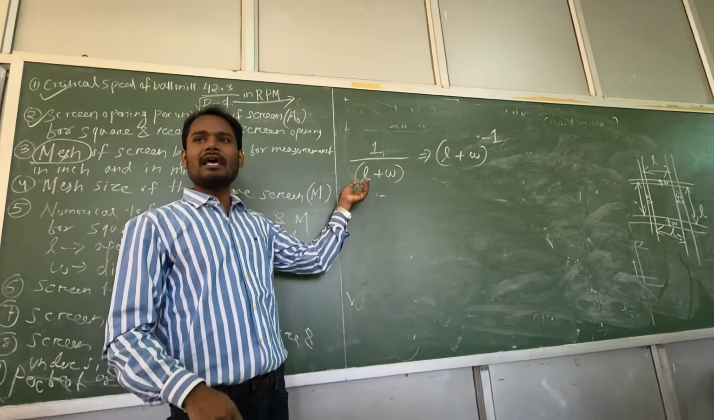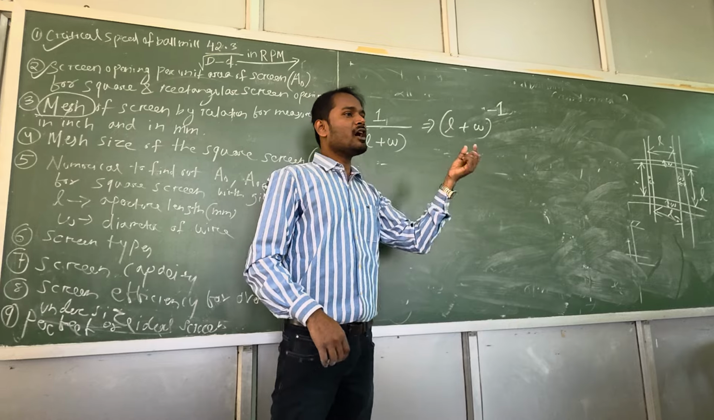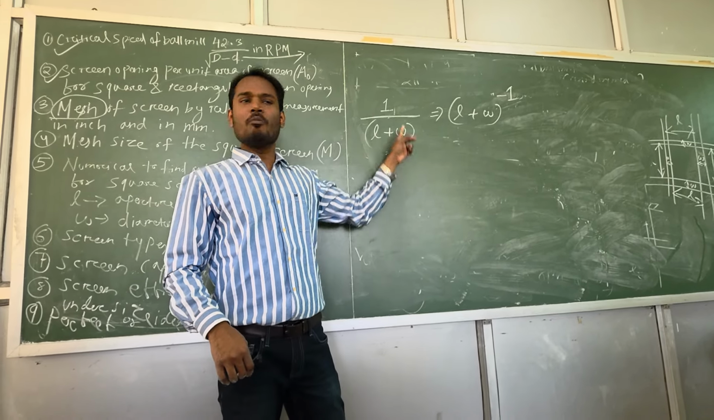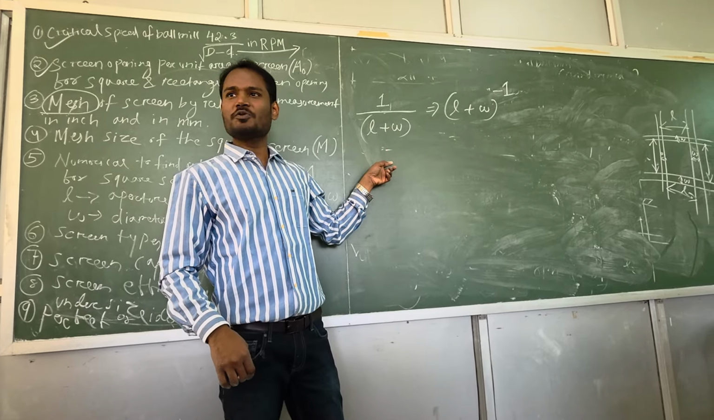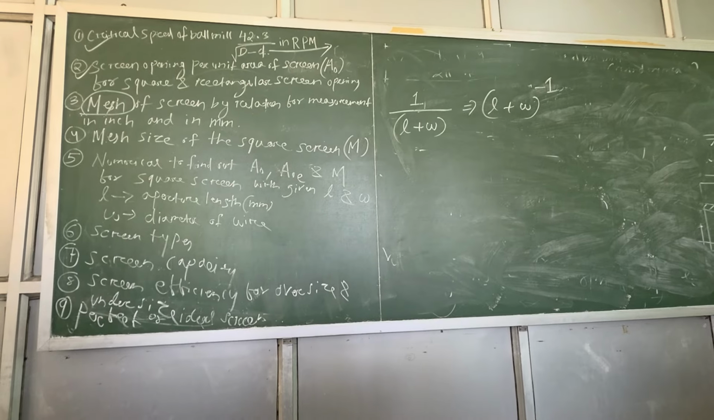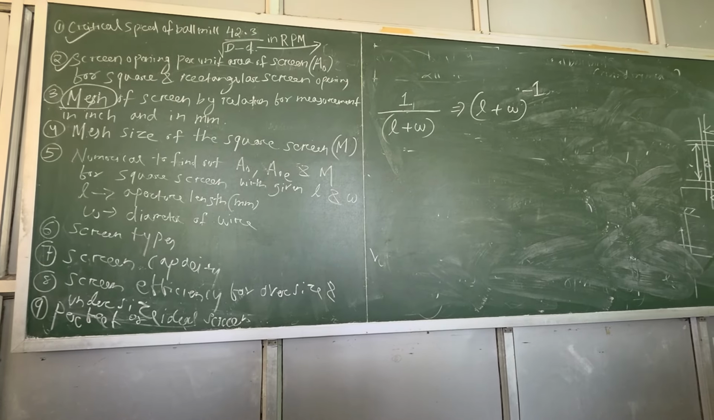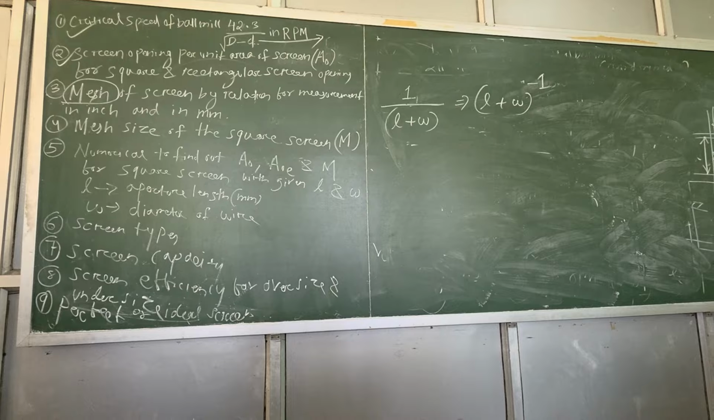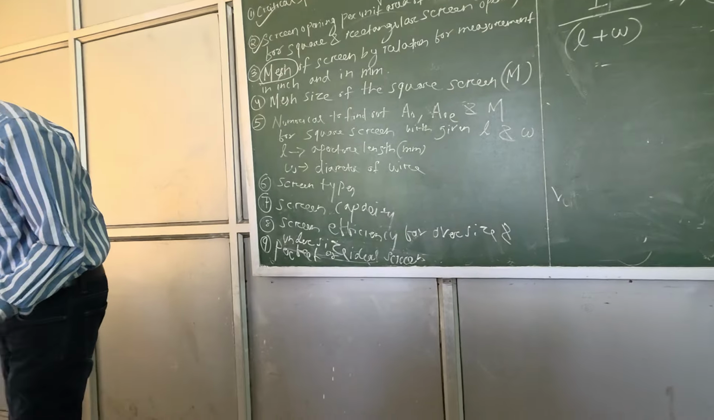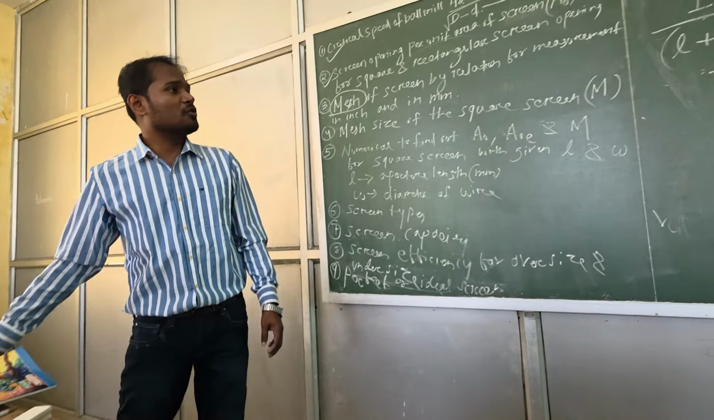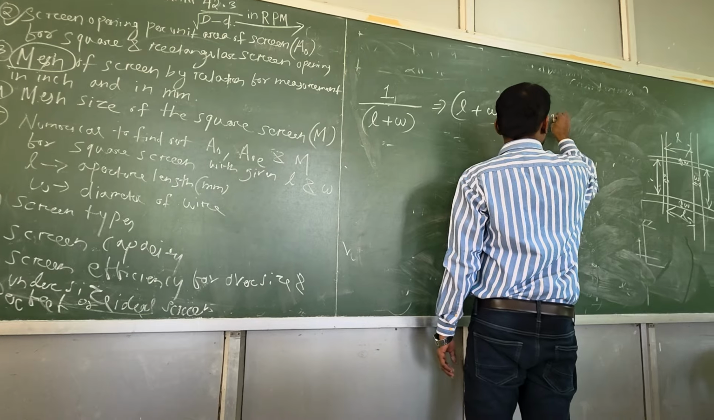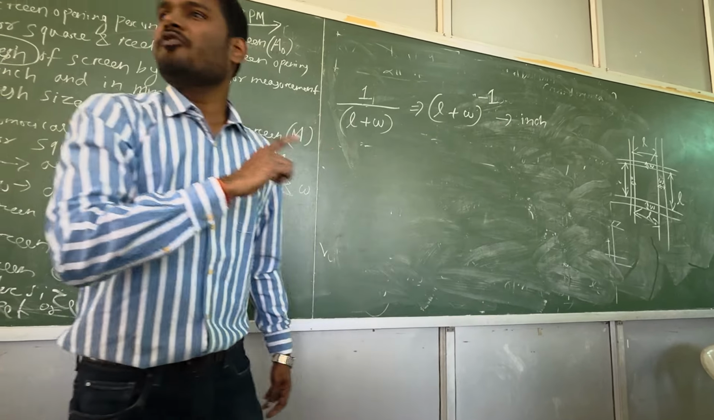So simply I can represent it like this, because if you move in a linear direction, you have the length of the opening and you have the diameter of the wire. So it is 1 by L plus W per linear inch. You understood? So this becomes this, right? The expression will change if the screen is rectangular. Okay, fine. So the expression will change if you decide. This relation is in the form of inch.